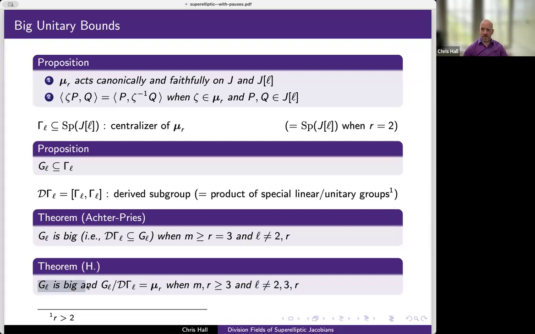And not only that, I can even tell you exactly how much it sticks out. I can look at the quotient by the derived subgroup, and I will tell you that you get a mu R. Okay. So this is a statement about these division fields of these superelliptic Jacobians. The only conditions I've really placed for you are on the M and the R. M needs to be a minimal amount. And once I know these things are true, I will tell you that, in fact, we're always getting big Galois groups. Okay, so for the rest of the talk, what I hope to do is try to give you an explanation or some understanding about where this comes from.